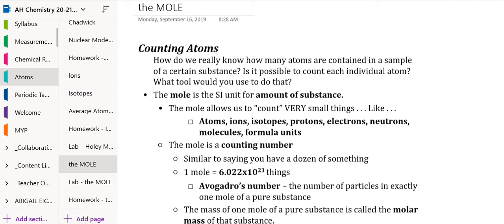If we have a chunk of an element, is it going to have a lot of atoms or just a few atoms? A lot. It's going to have a lot of atoms in it because they're teeny tiny. And so we hinted around this when we talked about mass and average atomic mass, that it's not terribly practical to talk about the mass of an atom on the scale of times 10 to the negative 25th kilograms. It's just a really small number. And so what we're going to learn about in this lesson is a counting number called the mole.